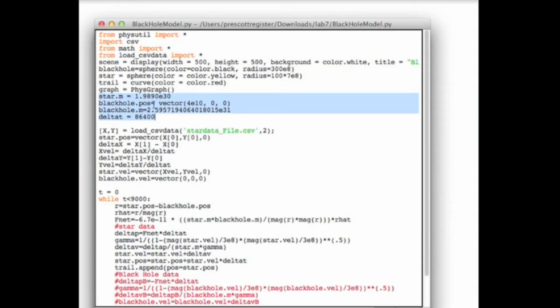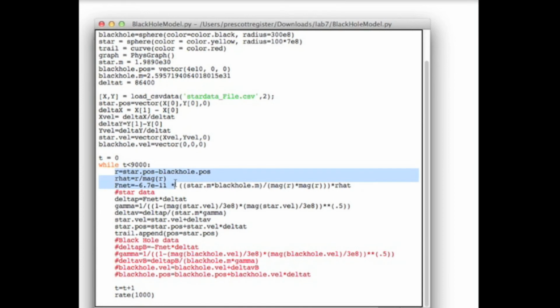Now to answer the what if, I did this by writing a separate code with the same star data and the same black hole data, as well as the same delta t. Now to get the same initial position and initial velocity of the star, I used the same star data file and just pulled everything out like I did with the Lab 6 programs.